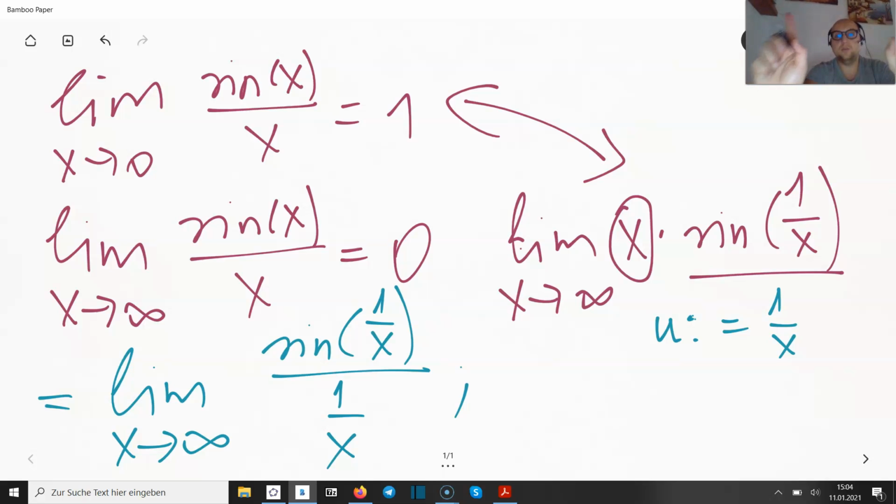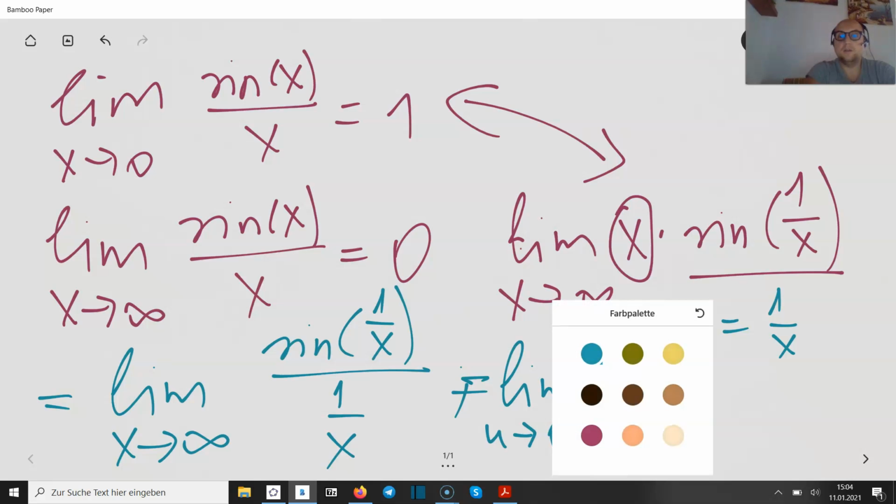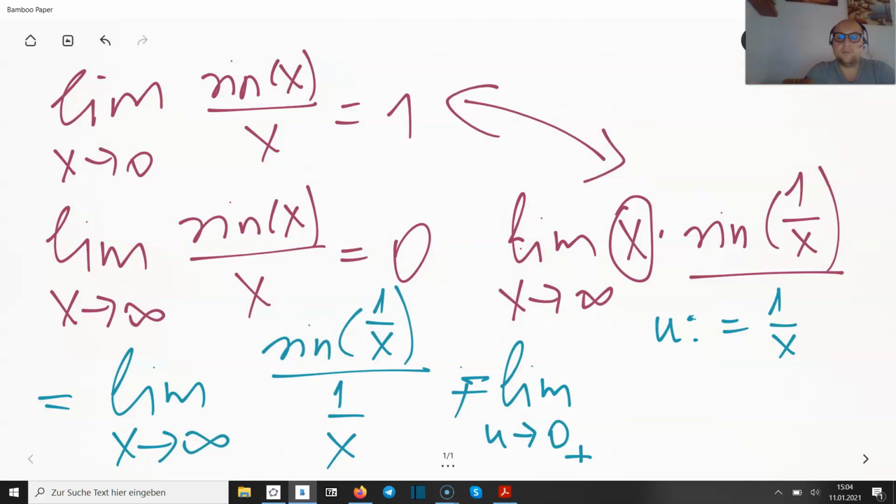What I'm claiming is u is tending to 0. It doesn't matter from which side we're coming. So u must be running to 0, and what we're getting here is the limit with u towards 0 from the right hand side for sure. You don't have to make any kind of cases here. And now we have sine of u divided by u. And now you see, what is it about? This is 1 again. All right, so pretty nice proof.